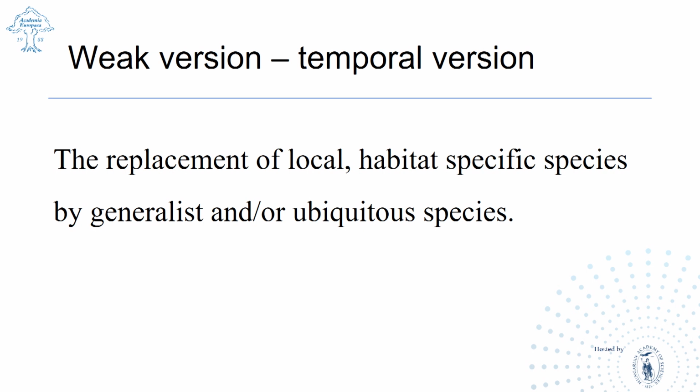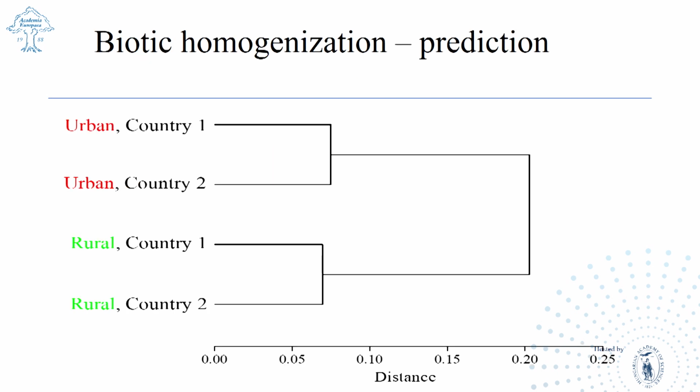It says that the replacement of local habitat-specific species, the weak version is about the replacement of local habitat-specific species by generalist ubiquitous species. So it means that in the urban area, the generalist species are overcompeting those species which are especially adapted to the environment because of those changes caused by the urbanization, like the urban heat effect and other kinds of effects, or the water shortage or water surplus and many other things which are characteristic for the cities.